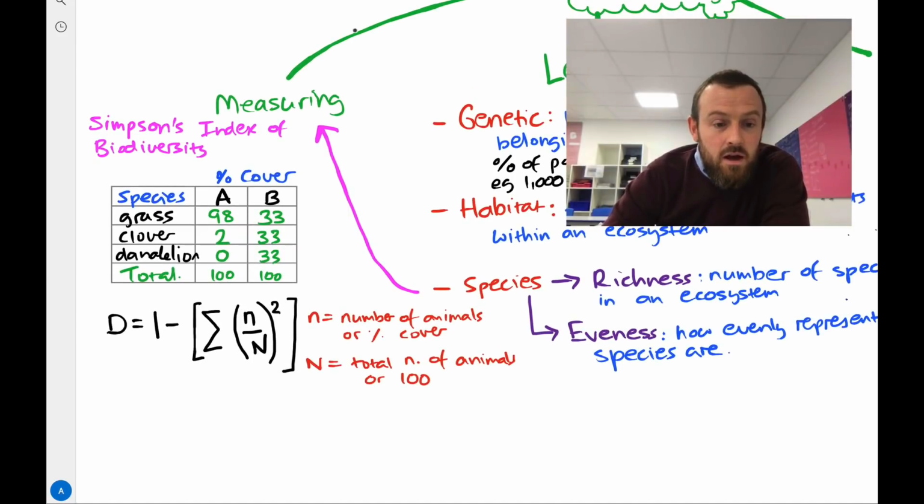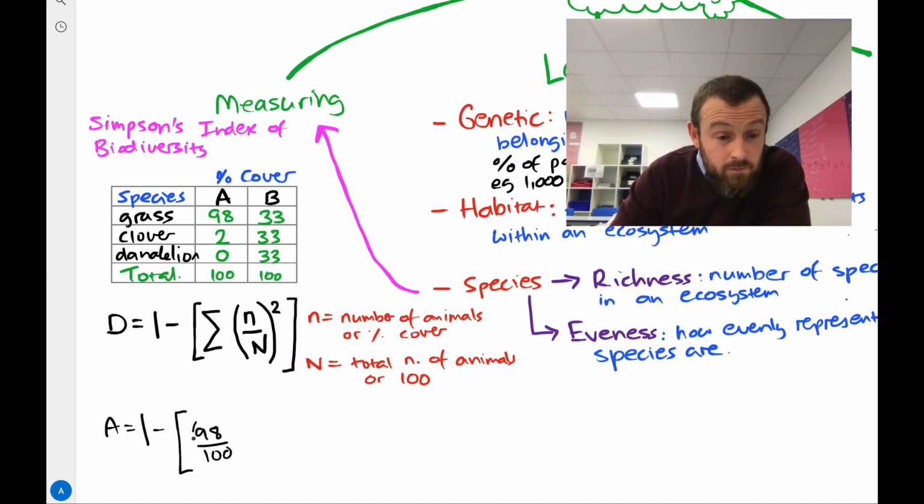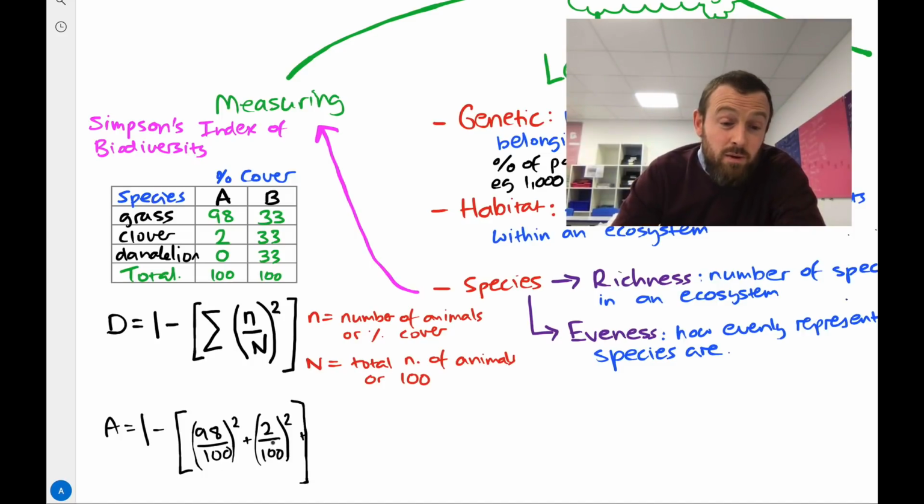So in this instance, if we were working out the biodiversity index of field A, let's actually do this. So D equals 1 minus big brackets and the sum of all these things. So I'm going to do each step. So it would be 98 over 100 squared plus 2 over 100 squared plus the last one is 0 over 100 squared, so that's just 0, okay? So it's 1 minus 98 over 100 squared plus 2 over 100 squared.